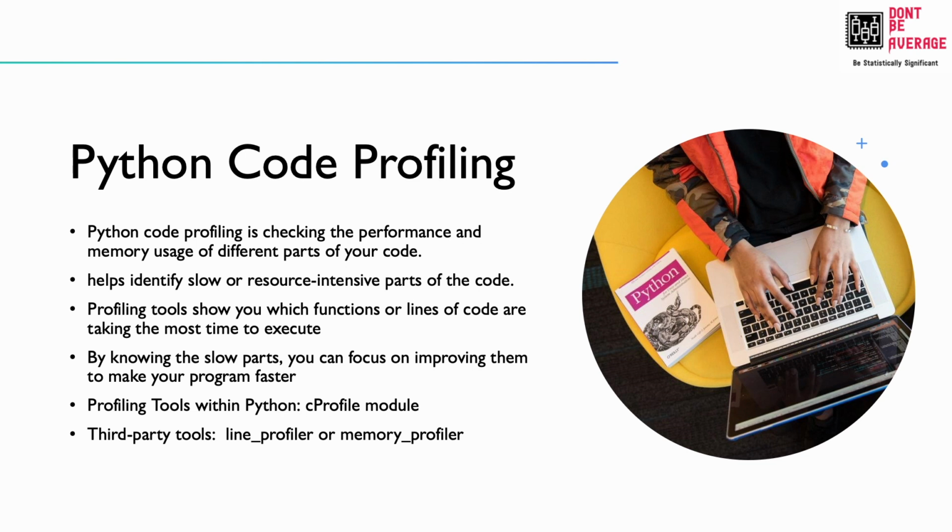Before we jump into how to do it, let's understand what Python code profiling is all about. Python code profiling is checking the performance and memory usage of different parts of your code. It involves running the code and recording various metrics such as function execution times, memory usage, and the number of times each function is called. It helps you find the slowest parts of your code that might be causing the delays. There are many profiling tools that can show you which functions or lines of code are the culprits behind the slowness. By identifying these slow parts, you can work on making your program faster and more efficient.